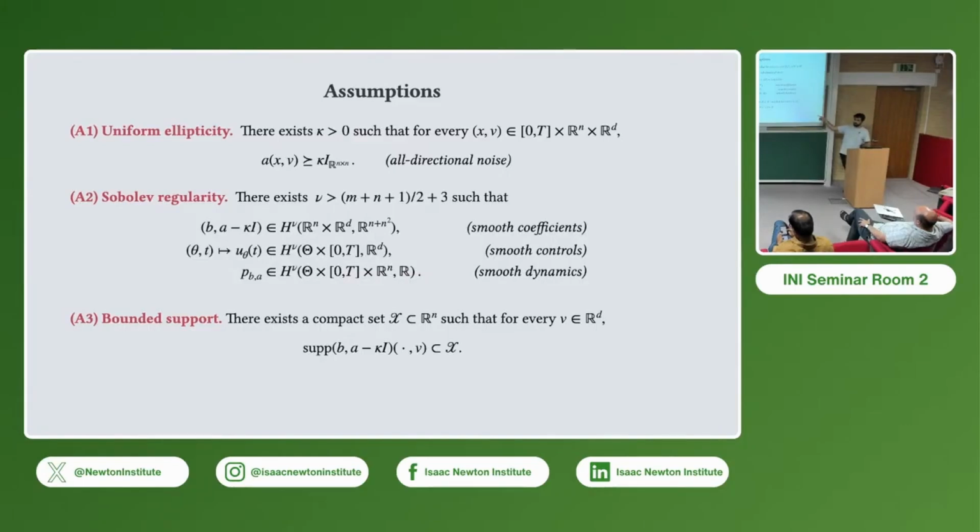And I add the additional assumption that I have Boolean support of the coefficient. It means when the system exits a compact set, the coefficients B become equal to 0 and A becomes equal to kappa E. It becomes like just driven by noise when it exits the set.